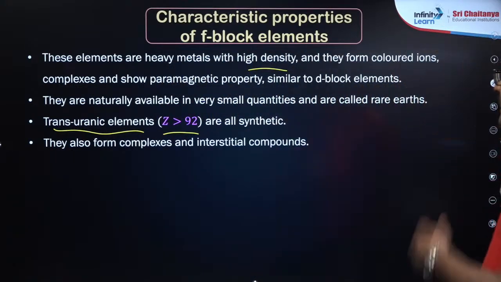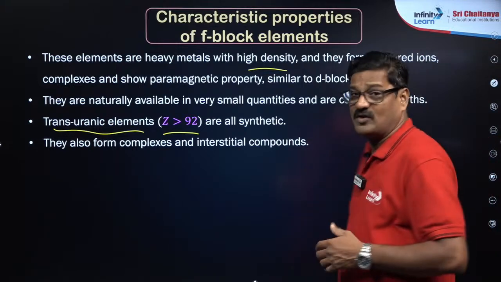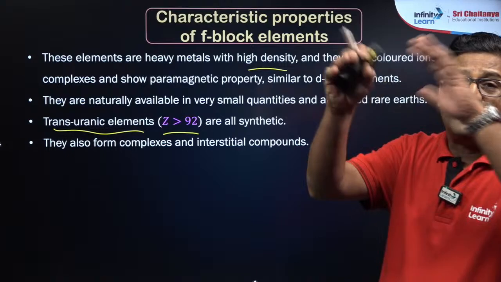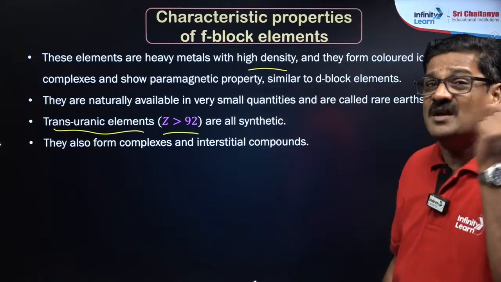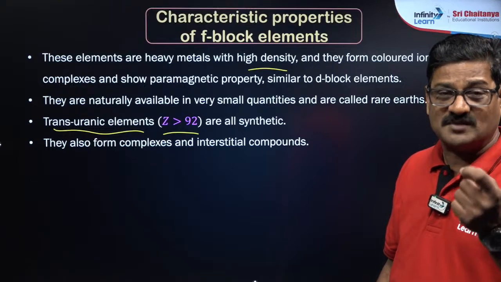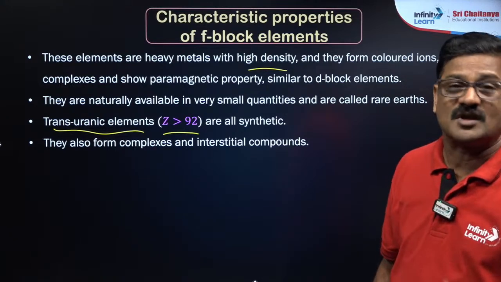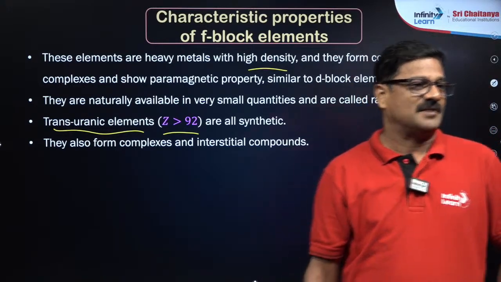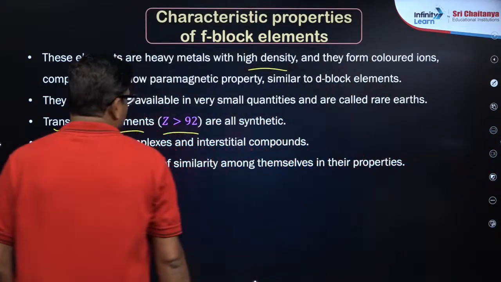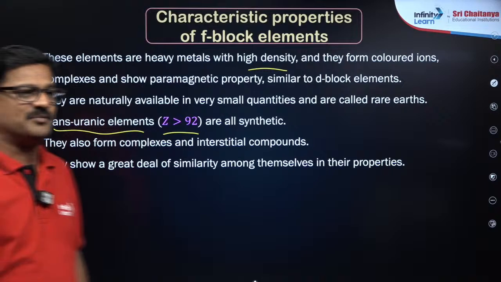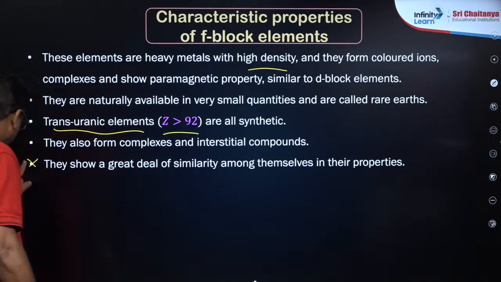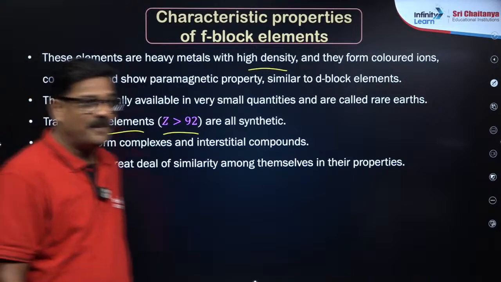Mind it. And also form complexes and interstitial compounds. Interstitial compounds are the compounds formed when large metal atoms are trapped with small inorganic materials like carbon, hydrogen, boron in it. Such compounds are non-stoichiometric compounds. समझे इशिता? Right. So they show great deal of similarity among themselves in their properties due to lanthanide contraction. ये point बहुत important point है, right बेटा?